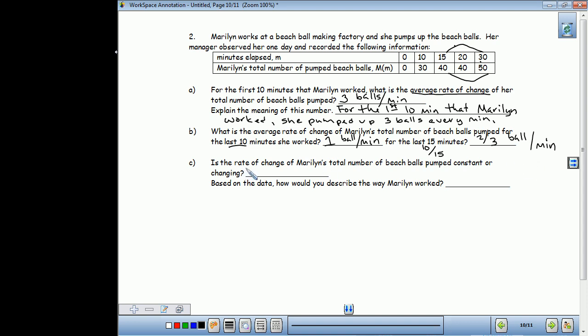Alright, so is her rate of change constant or changing? Changing. Or we could call it, what's the other word we could use there? Variable. Alright, so we can't say we have a constant rate of change over this entire time because we don't. But we could say we have an average rate of change. So for the entire 30 minutes, what was her average rate of change?